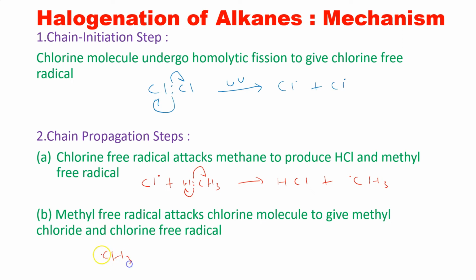This CH3 methyl free radical will again react with the chlorine molecule, right? Not a free radical of chlorine, but the chlorine molecule, and this chlorine will again get cleaved into two parts with equal distribution, that is homolytic cleavage, and it will form a free radical. And now the methyl will donate the electron, or share the electron with the chlorine, and they will give methyl chloride and one more free radical of chlorine. So that was the second step, that is the chain propagation step.